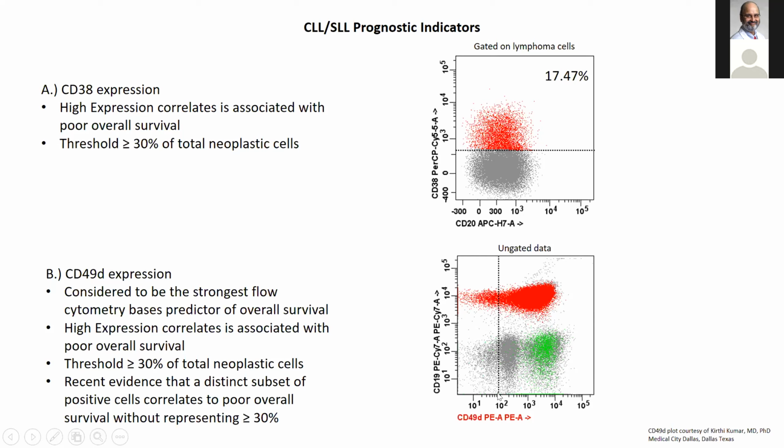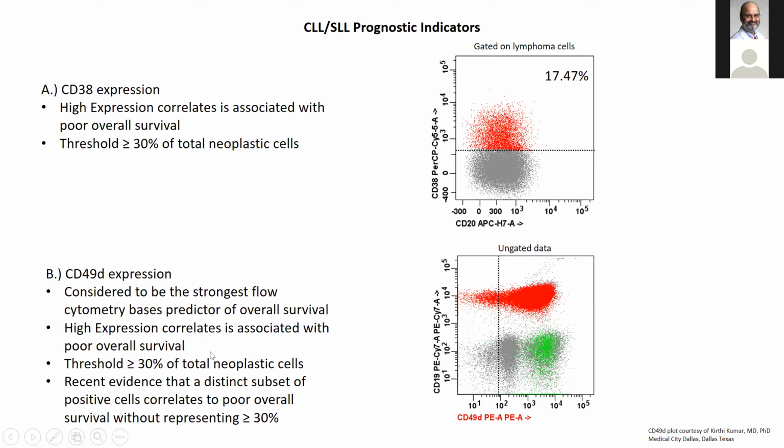But we can see that if this is our threshold, the bulk of the lymphoma cells express CD49D. So if we did actually have these things gated, we'd see that there'd be greater than or equal to 30%. That's also the threshold that's typically used for CD49D expression. And it's the same thing: if it's positive, it correlates with a poorer overall survival.